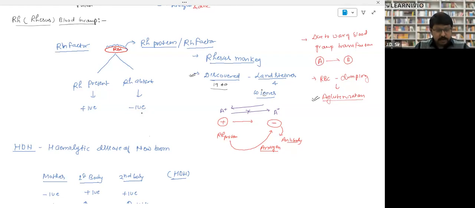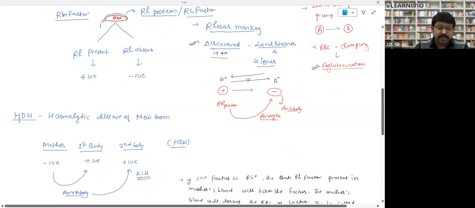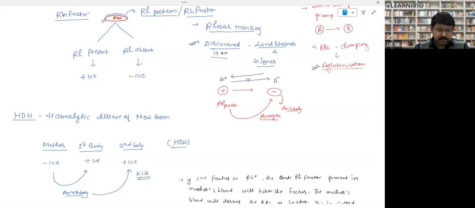Then you have to make this diagram quickly. This small diagram, RBC, Rh positive. Done, sir. Now put a small heading under this Rh blood group. This is the subheading: HDN, hemolytic disease of the newborn baby. Yeah, this is the subheading, right?